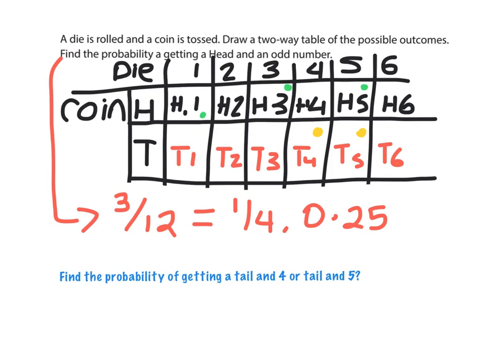And I know I have 12 outcomes. So it happens twice over the number of outcomes, which is 12, which simplifies to 1 over 6. And that's the answer for that question there.